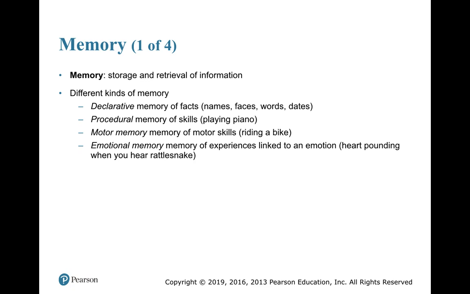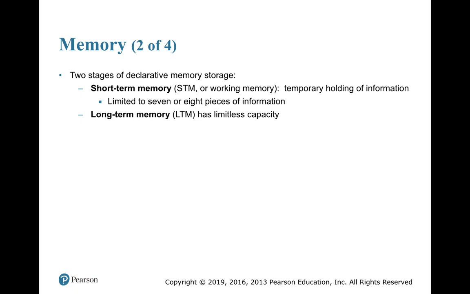Motor memory are motor skills, like riding a bike. And then there's emotional memories, memories that we link to an emotion. You hear something like a rattlesnake, it causes your heart to race. There are 2 stages of the declarative memory storage. First is the short-term memory, STM, or working memory. It is a temporary holding location for information.